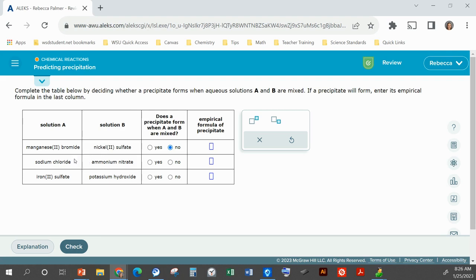Ammonium chloride. So look there. Ammonium is NH4 plus. Ammonium chloride is also soluble. So we're going to put no precipitate. So that's okay.